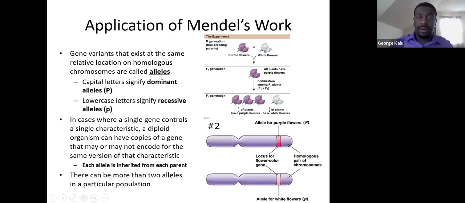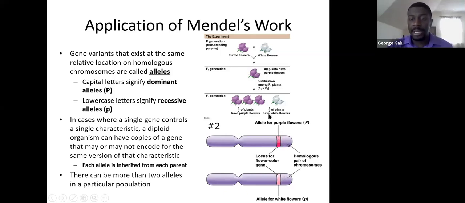Now, the genes that we inherit from homologous chromosomes come in different variations. For example, with eye color, we have people who have brown eyes, blue eyes, black eyes, green eyes, and so on. Those are all different variations of the same gene. All of those different gene variants are what we refer to as alleles. Alleles are gene variants for a particular homologous chromosome, found in the same region, in the same gene.